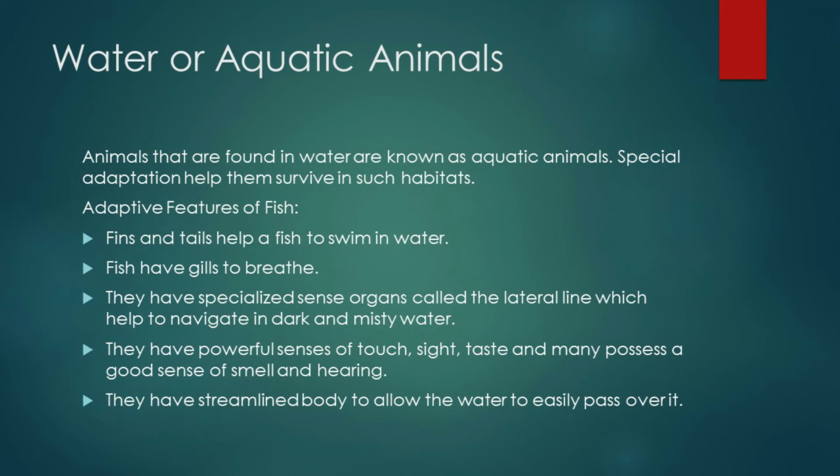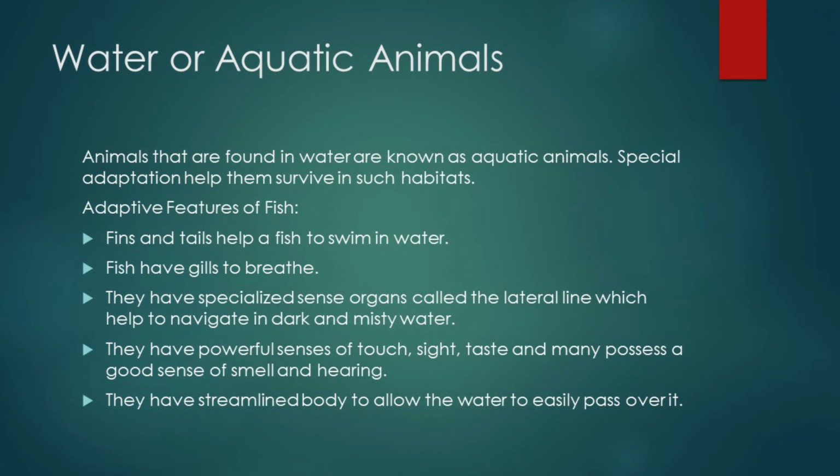Next, fish have powerful senses of touch, sight, and taste, and many possess a good sense of smell and hearing. They have a streamlined body to allow the water to easily pass over it. What is a streamlined body? In it, the front and back of the body are tapering and the middle of the body is broad. You must have seen that the front part and back side of the fish are tapering, and in the middle it is broad. This type of body is known as a streamlined body.